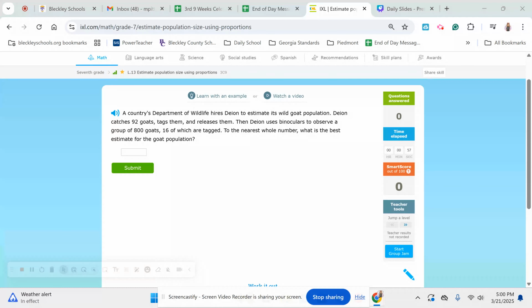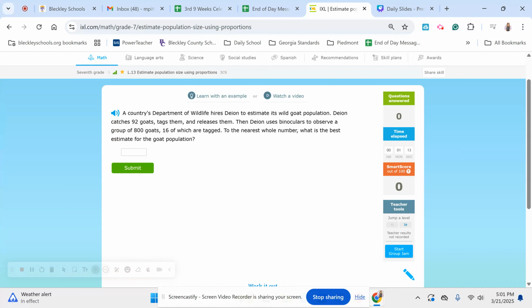Dion catches 92 goats, tags them, and releases them. When Dion uses binoculars to observe a group of 800 goats, 16 of which are tagged. To the nearest whole number, what is the best estimate for the goat population?